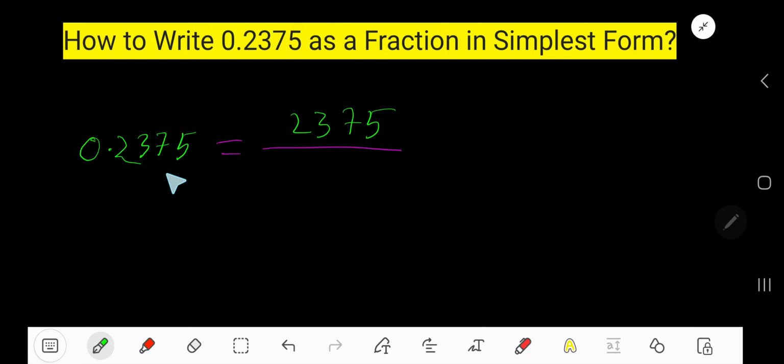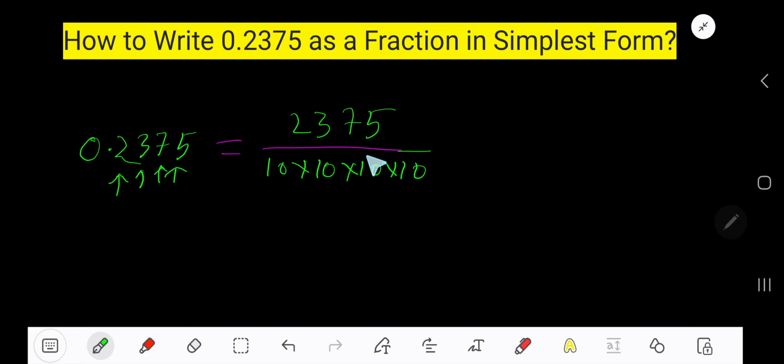And for the denominator, for every digit after the decimal, you have to write 10. So we have 4 digits, so write 4 tens as a multiplication. Of course, as a multiplication: 10 times 10 times 10 times 10. Now you need to simplify this fraction.